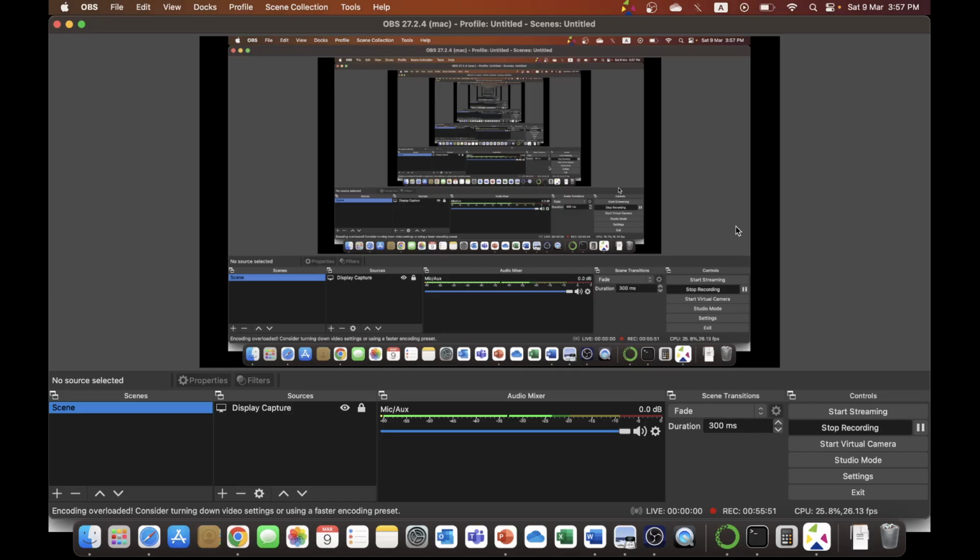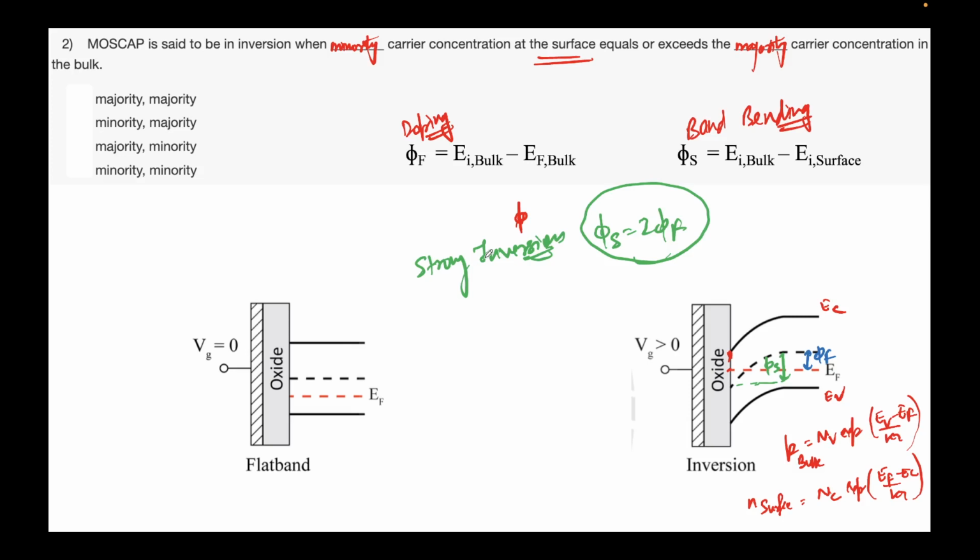This is the formal definition that we ascribe to inversion: whatever the nature of the material was, that same nature has now been flipped. Essentially, this entity in blue will be equal to this entity. So when the nature exactly flips, that's what we call strong inversion. I've already said inversion is when the minority carrier concentration at the surface, because it's a p-type material, the electrons will be in the minority. So the minority concentration at the surface equals or exceeds the majority in bulk. Okay, so when n surface is greater than or equal to p bulk, and this is the corresponding energies that we ascribe to that.